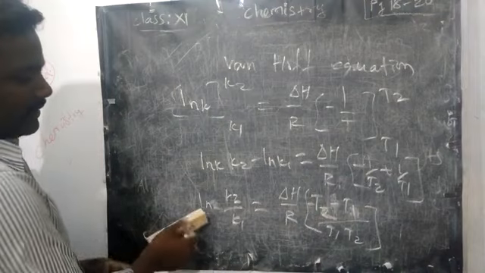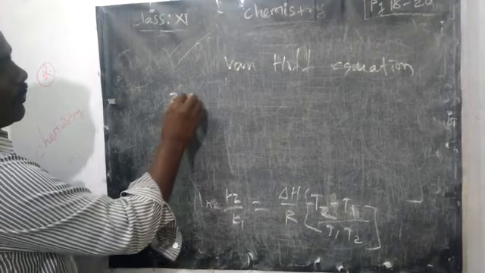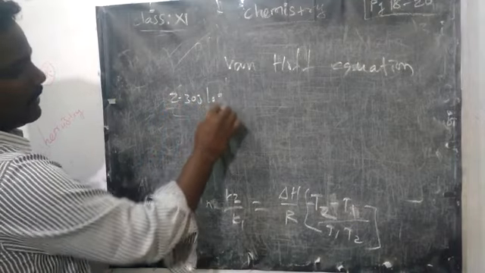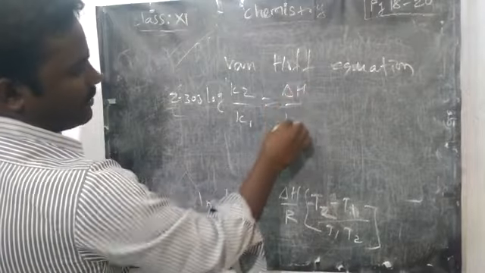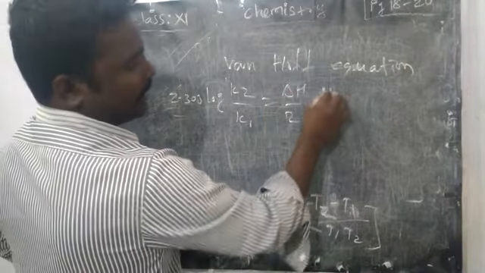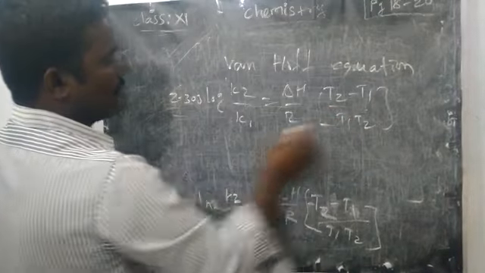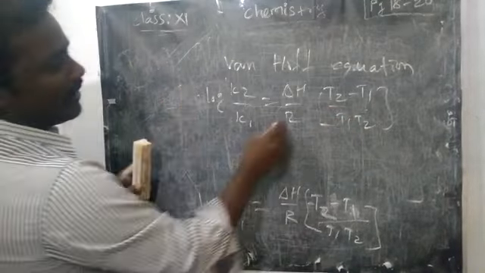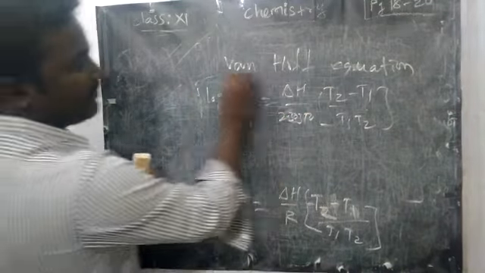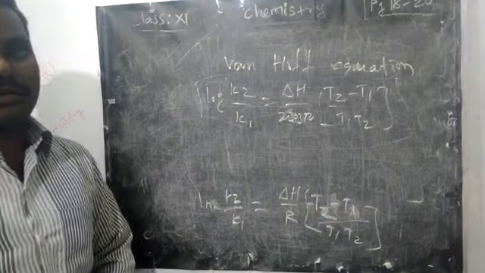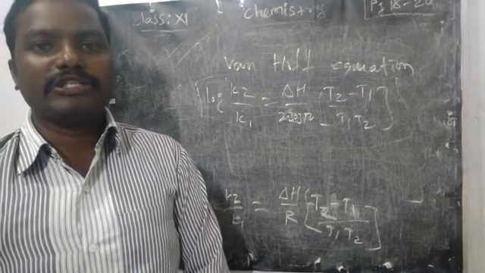Now we can apply the natural logarithm value. What is that? 2.303 log K2 divided by K1 is equal to delta H divided by R, here T2 minus T1 divided by T1 T2. This constant value you can bring it here. So this is the final Van 't Hoff equation. By using that we can find different K values at different temperatures. Thank you.